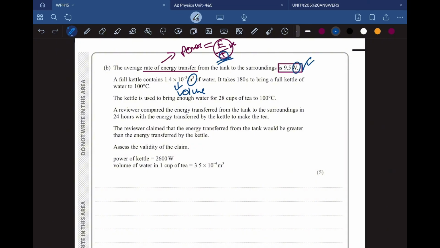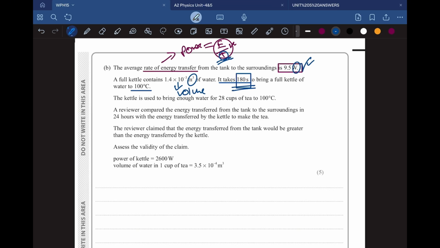It takes 180 seconds to bring a full kettle of water to 100 degrees Celsius. All right, so to increase the temperature to 100 degrees Celsius, it takes around 180 seconds. To increase the temperature of the kettle to 100 degrees Celsius, it takes only 180 seconds.